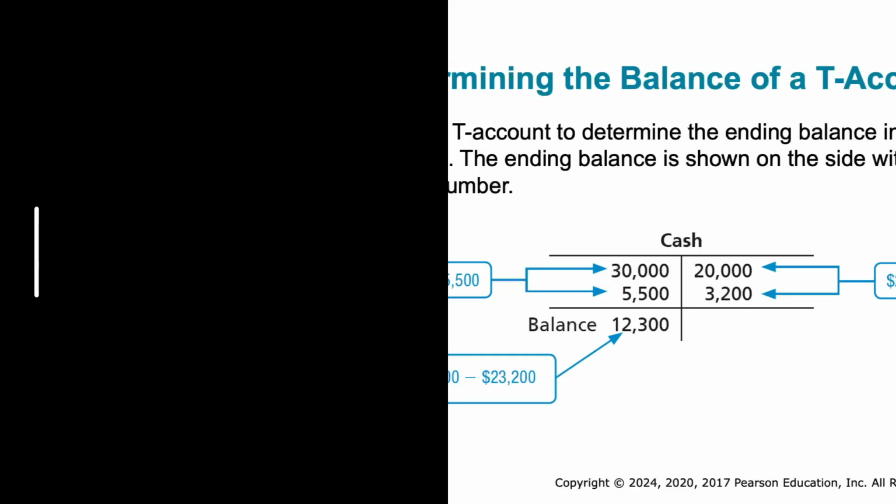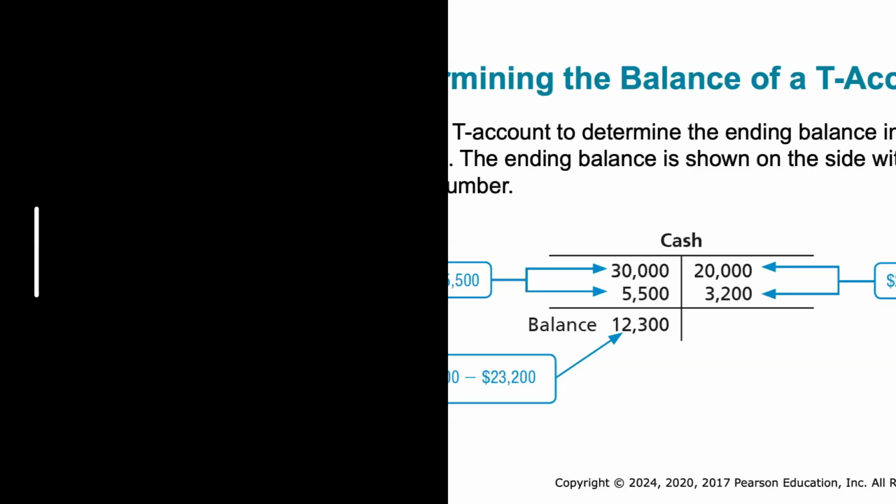So this is a T account, and this is after a few transactions. So what happens in a T account? This is a cash account, an asset account. All the transactions that increased the account are on the left. So we had transactions of 30,000 and 5,500, and all the transactions that decreased the account are on the right as a credit, 20,000 and 3,200.